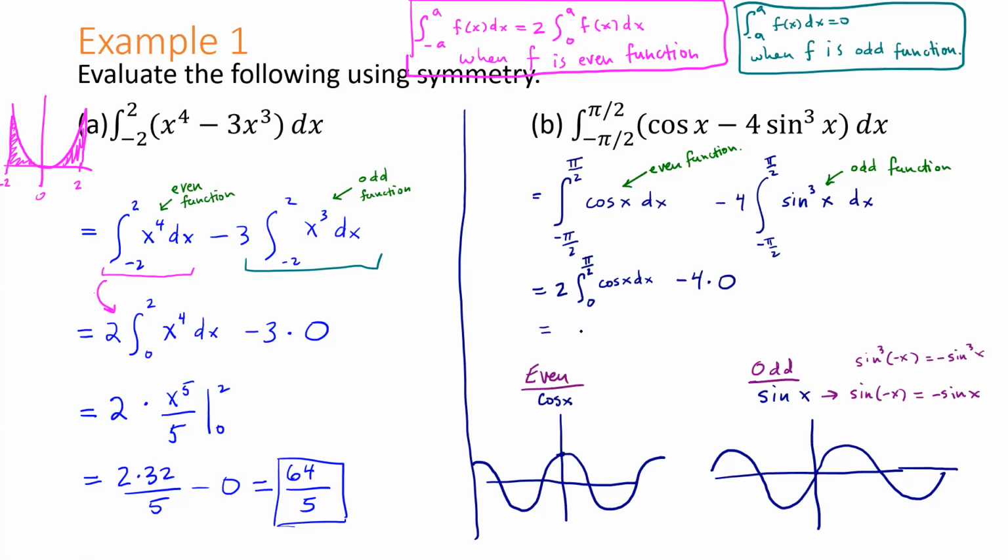We can just integrate cosine, what we know is sine, and evaluate from 0 to pi over 2. So we get 2 times sine of pi over 2 minus 2 times sine of 0. Sine of 0 is 0, sine of pi over 2 is 1. So it's just 2.